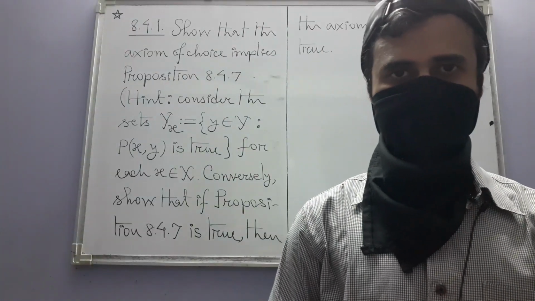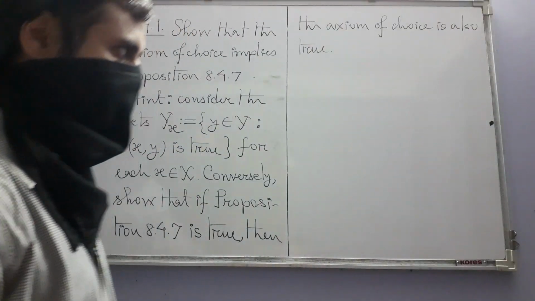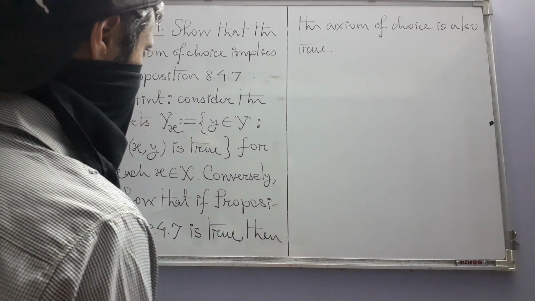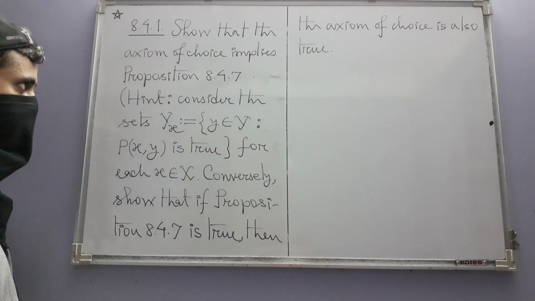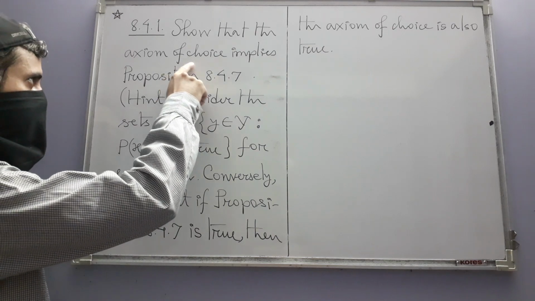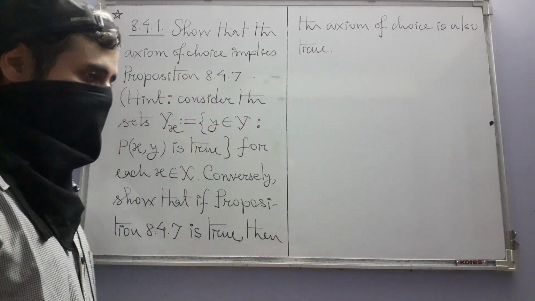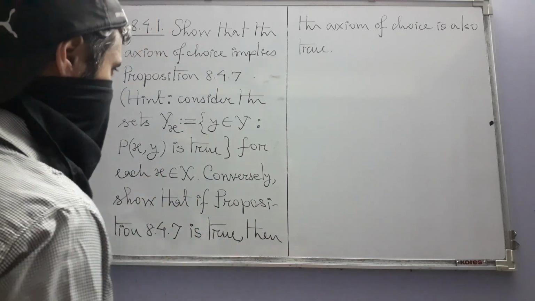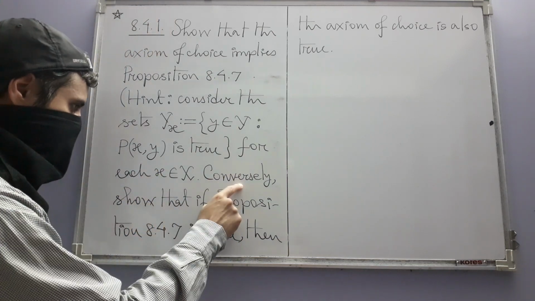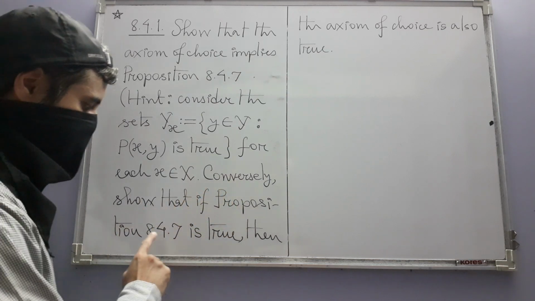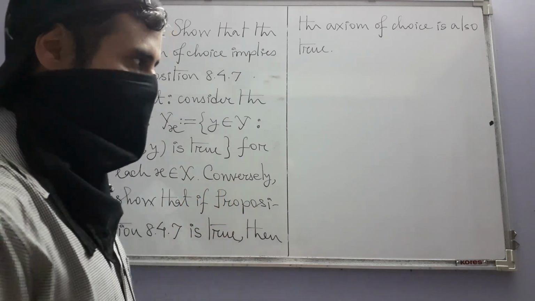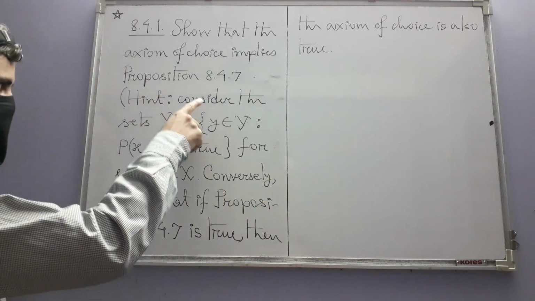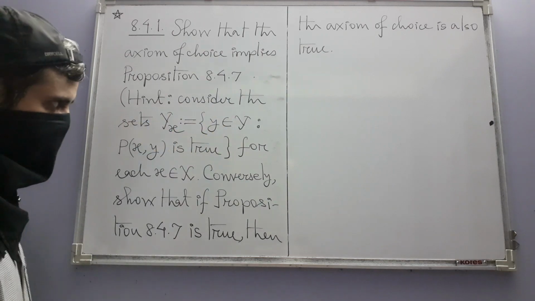Okay, so we are now starting the exercises of this section, and this is the first one, exercise 841. Here we have to prove that proposition 847 is a consequence of the axiom of choice. That is the first thing. And also conversely, if we assume proposition 847 to be true, then the axiom of choice is a consequence of that. And for the first part, a hint is also given.